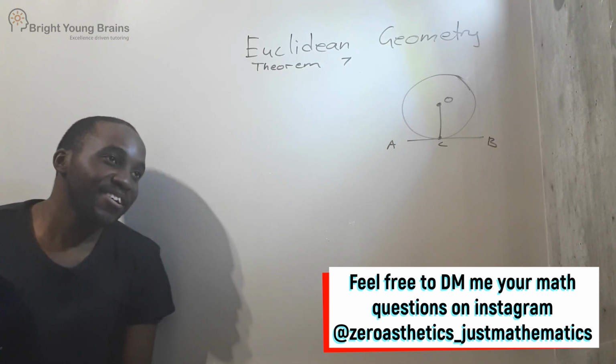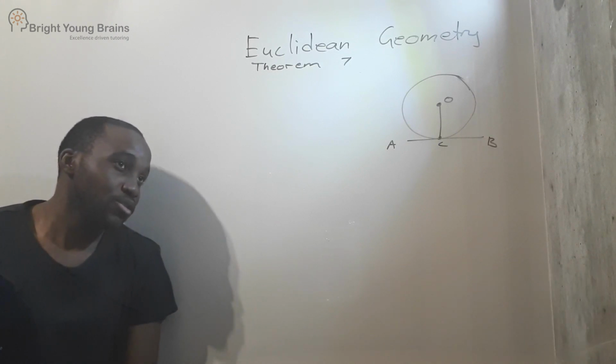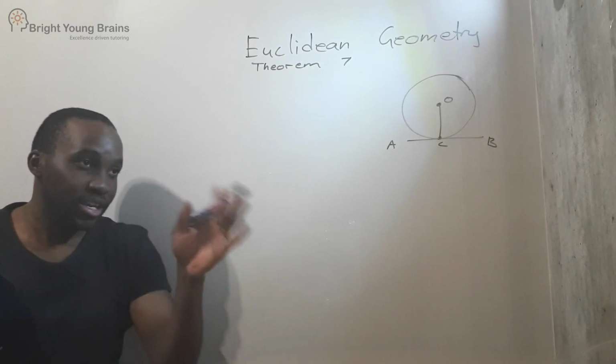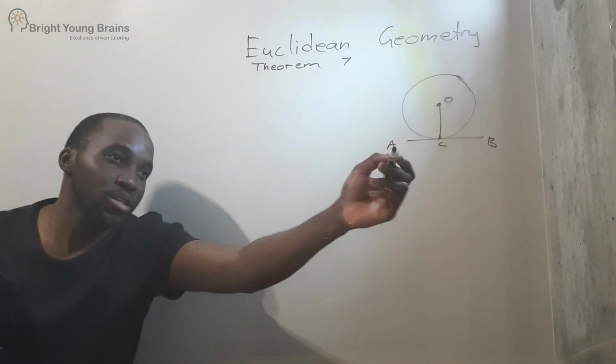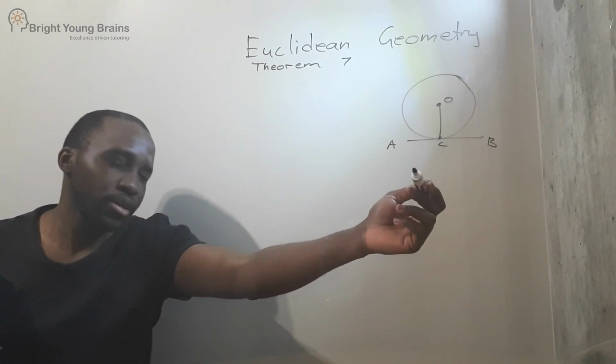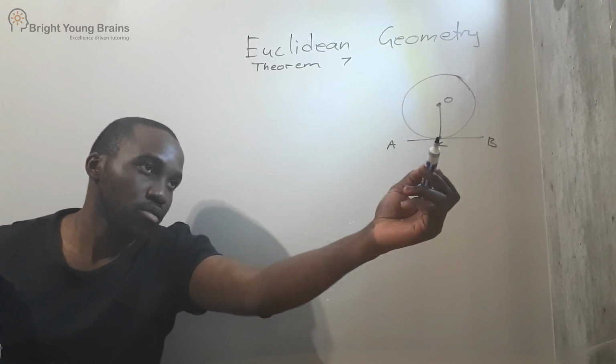With this theorem, it's quick, it's simple, and it's straight to the point. So what we have here is a tangent to the circle. We can see that this is a tangent because this line AB is only touching your circle once.